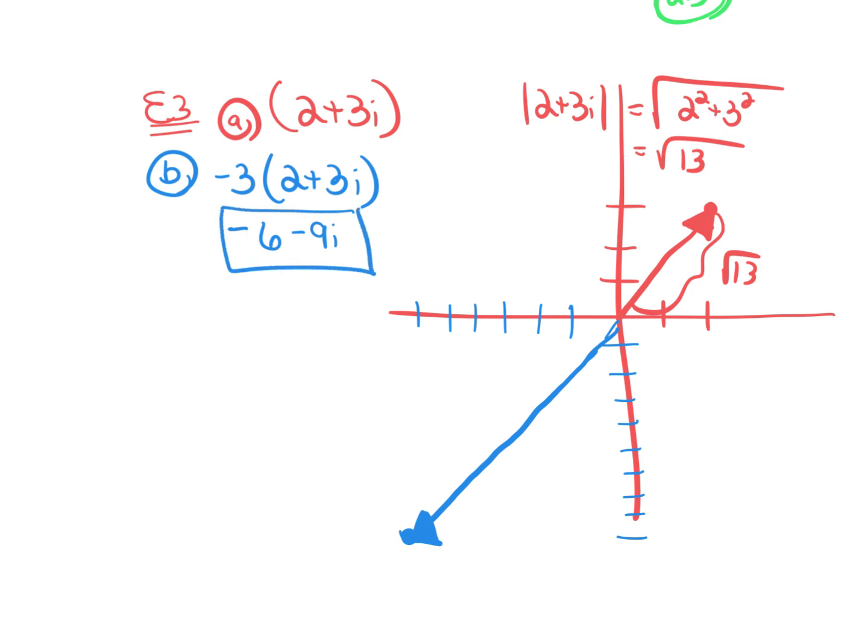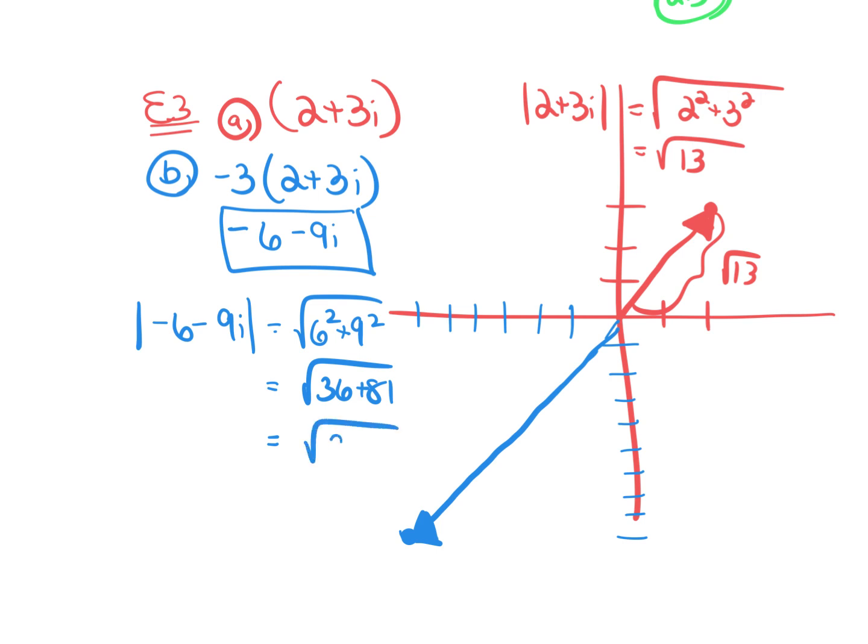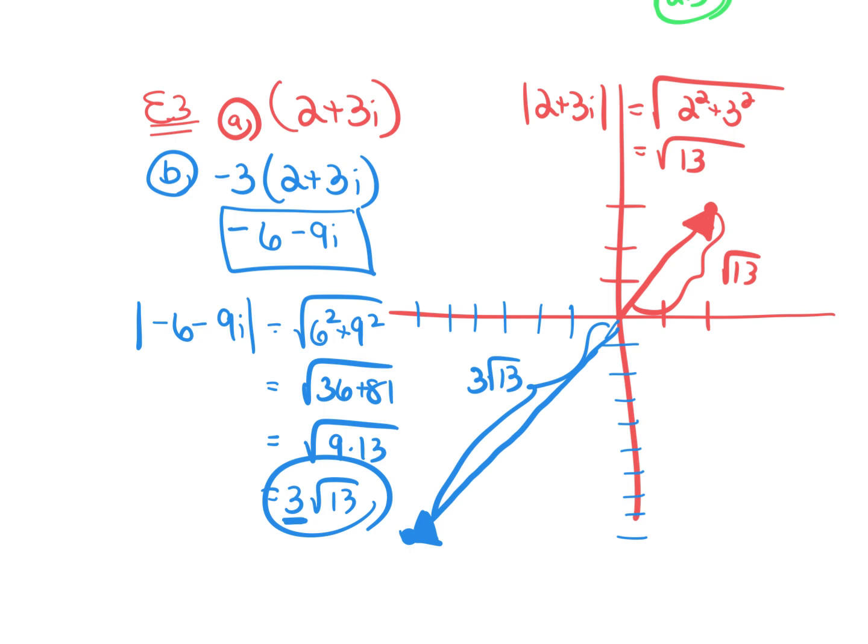Now think about the modulus of that. Do you think the modulus, the distance, is going to be 3 times radical 13? Let's check it out. That's going to give us the square root of 6 squared plus 9 squared, which is the square root of 36 plus 81. When we add those together and start factoring, we get 9 times 13, which gives us 3 radical 13. Notice it's triple the distance. The one in red is radical 13. The one in blue is 3 times that, but in the opposite direction.